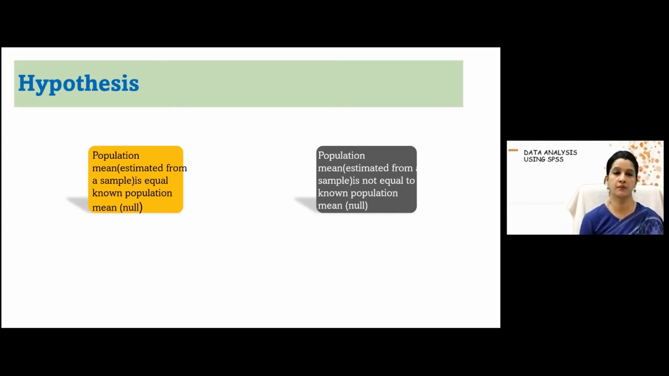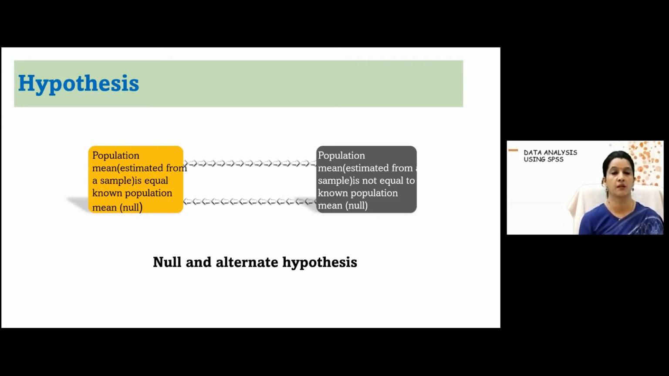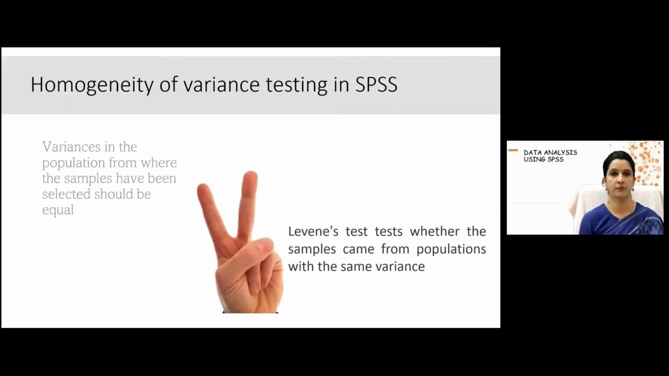Here the population mean is not equal to the known population mean. This is the null and alternate hypothesis.